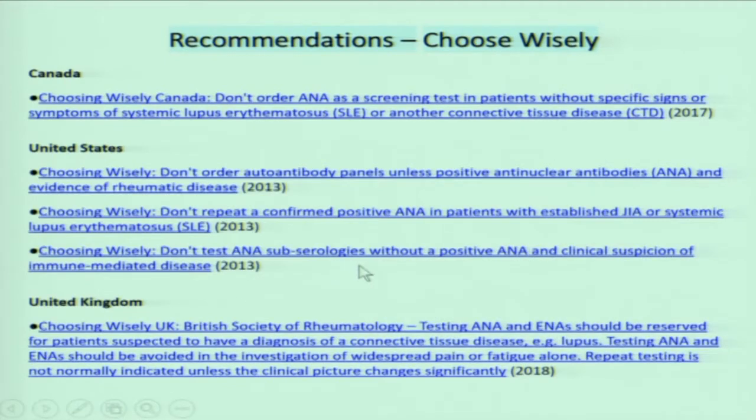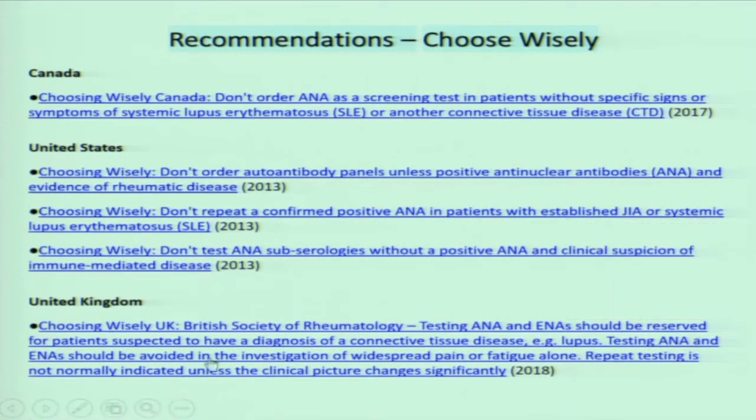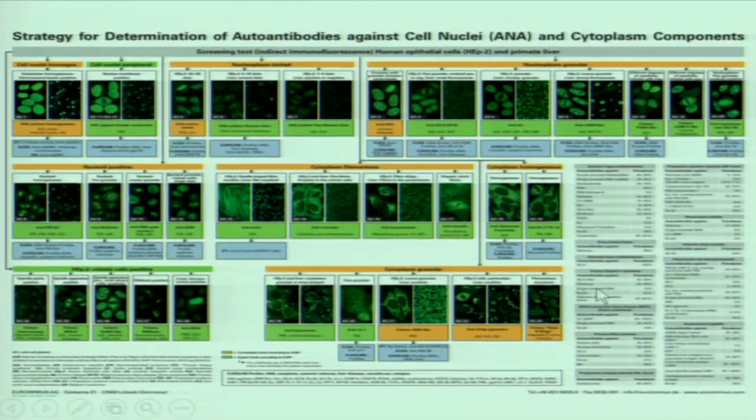Don't test subserologies if the ANA is not positive and you don't have a clinical suspicion of a specific disease. Testing ANA and ENA should be reserved for patients suspected to have a diagnosis of connective tissue disease such as lupus. Testing ANA and ENA should be avoided in the investigation of widespread pain or fatigue alone, and repeat testing is not normally indicated unless the clinical picture changes significantly.